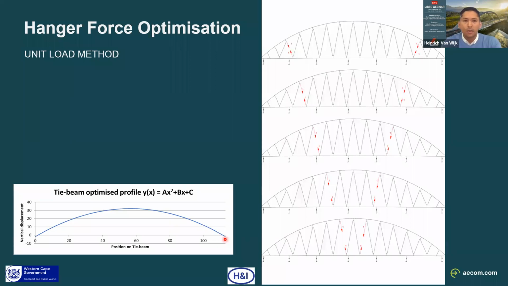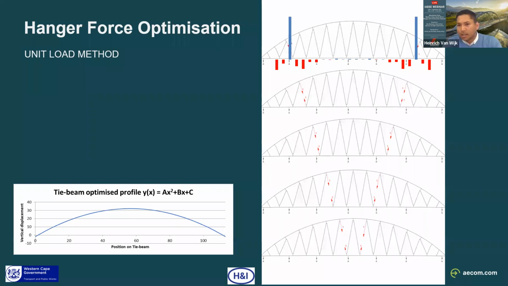So the way we determined this input cable forces is with the so-called unit load method. And I'm going to attempt to explain this in 5 minutes. This unit load method entails applying an arbitrary unit load to a set of cables. I think we used 1000 kilonewtons, which I'm trying to illustrate with the blue bar here.